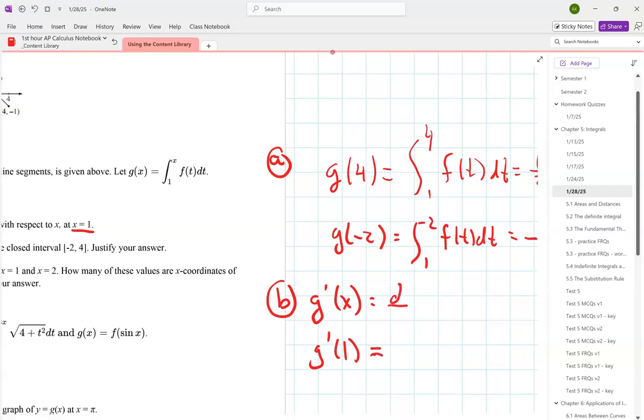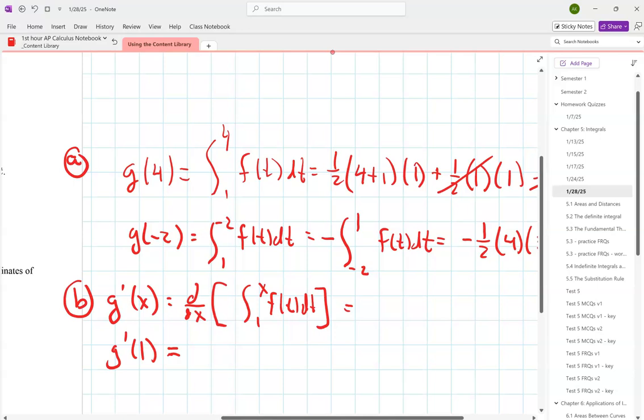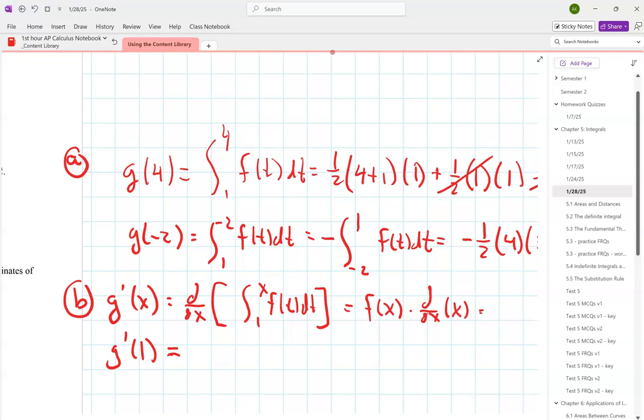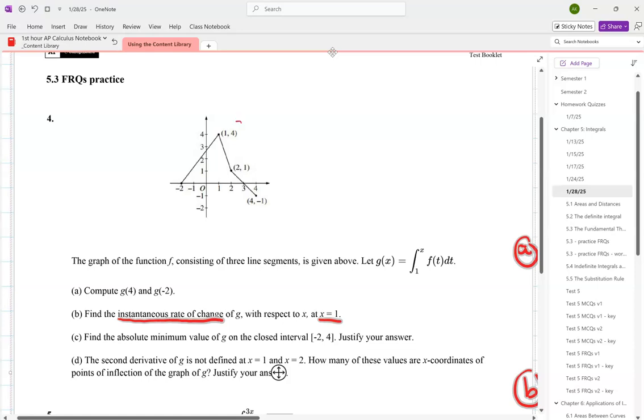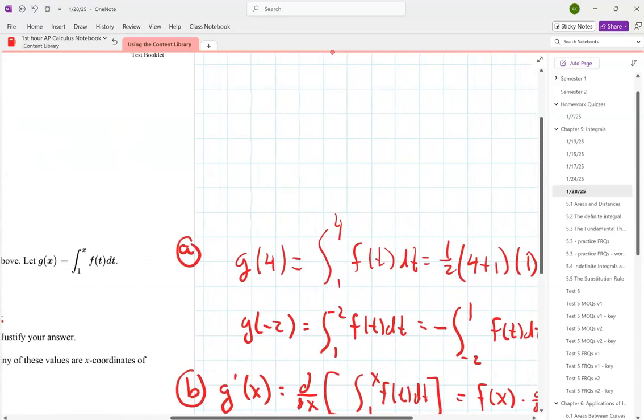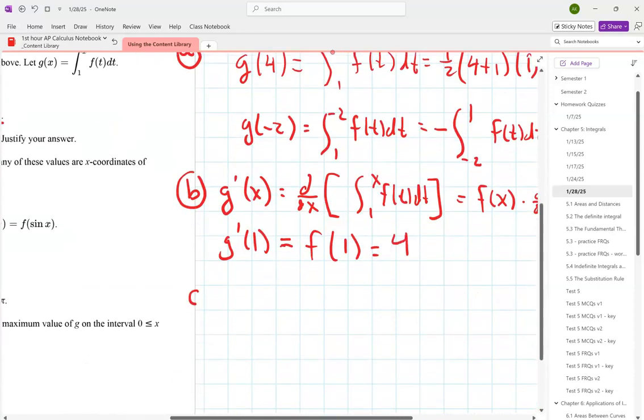So g prime of x is going to be the derivative of the integral from 1 to x of f of t dt. Well, that's just going to be f of x times the derivative of x, or just f of x. So g prime of 1 is just going to be f of 1. So if I go to my graph and I find where x equals 1, f of 1 is 4. Still doing good?